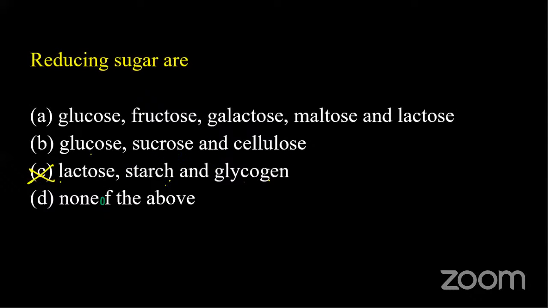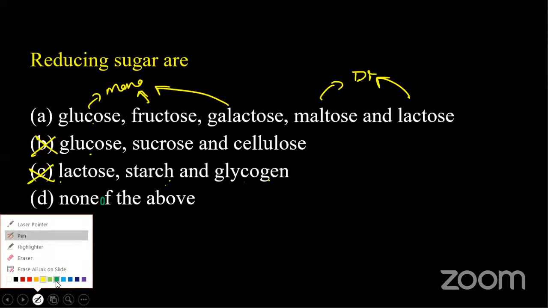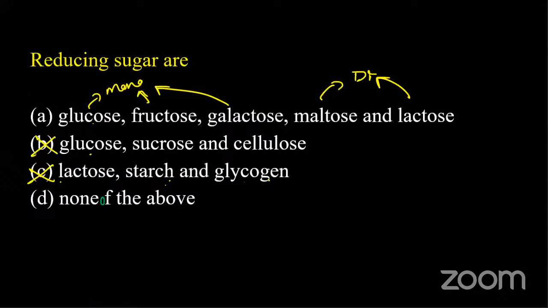Glucose, sucrose, and cellulose. We know sucrose is non-reducing, so you can remove this one. And glucose, yes, it's a monosaccharide, and fructose is a monosaccharide, galactose is a monosaccharide, maltose is a disaccharide, and lactose is a disaccharide. So all of them are reducing sugars. So the correct answer is option A.